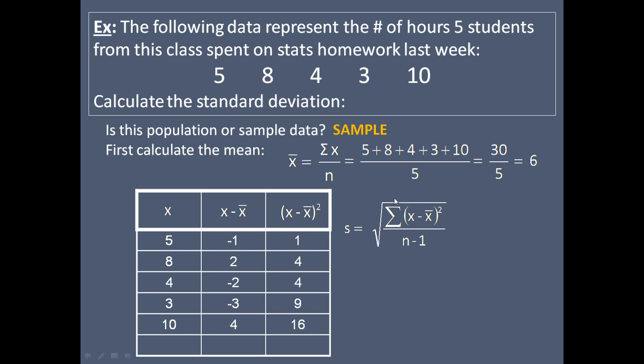Then really the last thing we have to do in terms of the numerator is summing it all up. So 1 plus 4 plus 4 plus 9 plus 16 gives me a numerator of 34. And the denominator, simply our sample size of 5 minus 1. And once we've done that division, we can take the square root of the whole thing, and getting that we have a standard deviation of approximately 2.92 hours.